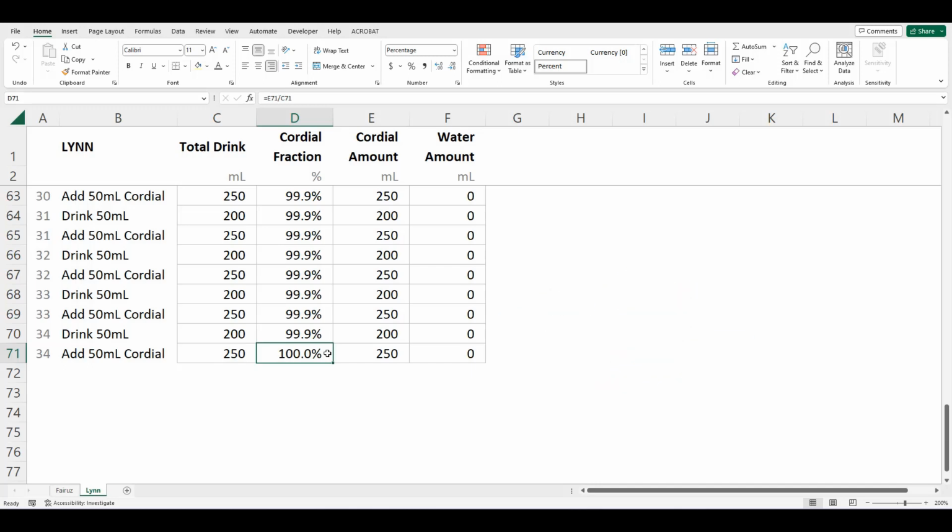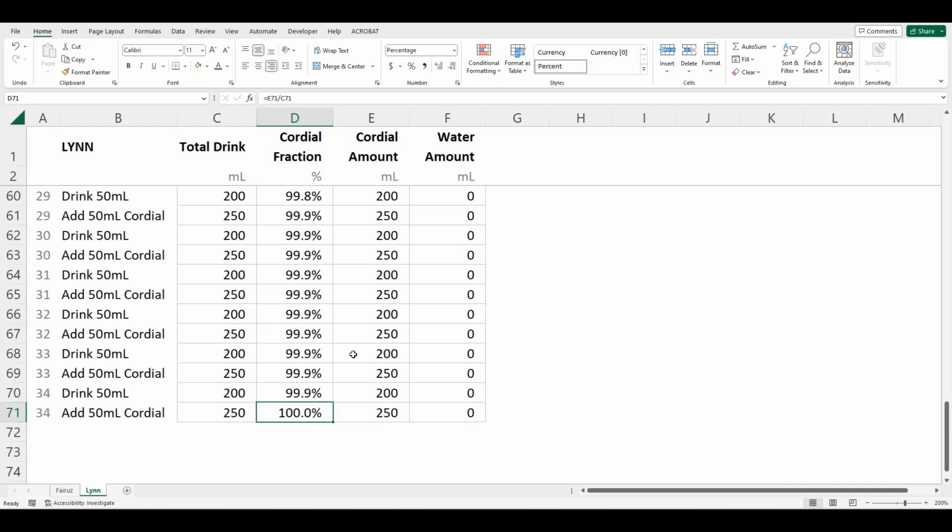So that's it for that question. Hopefully that's all made sense and you've been able to follow along, and that's kind of unpacked what's going on here with the fractions and the repetition of this process, and how the different concentrations of the cordial change when we replace a mixture with either pure water or pure cordial. So hopefully that's all made perfect sense to you.